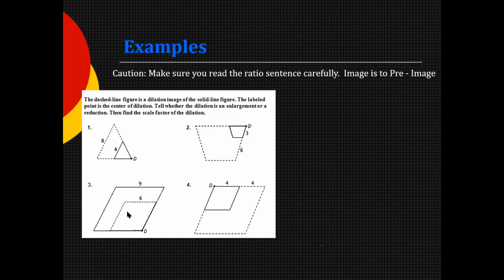What's our image? 6. And what's the object? 9. You have the full length, nothing to add to it. Right, very good. So the answer 2/3 is actually correct. And you expect it to be a fraction, people, because that's a reduction. The solid part is the big shape, and the dashed line figure is smaller. So if it's a reduction, you expect your scale factor to be a fraction. Let's look at number 4.